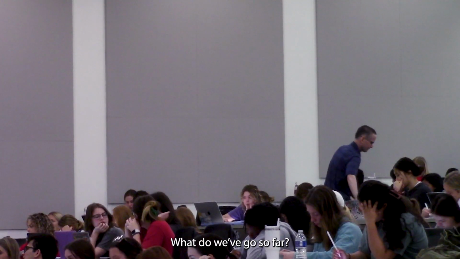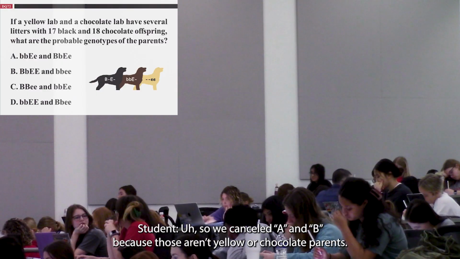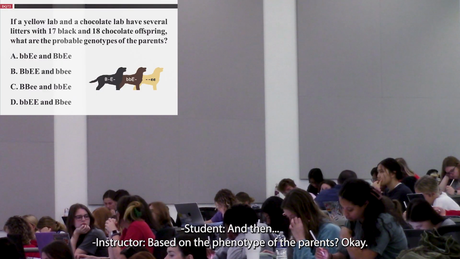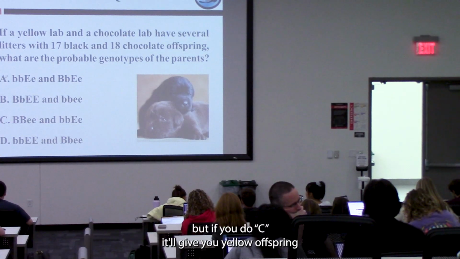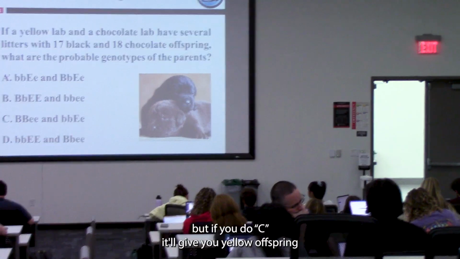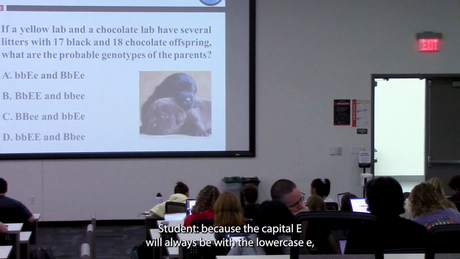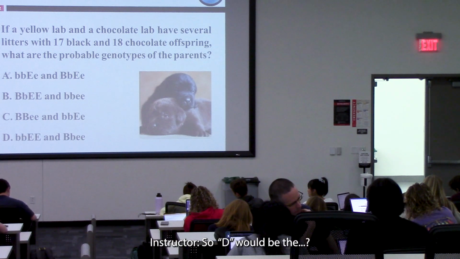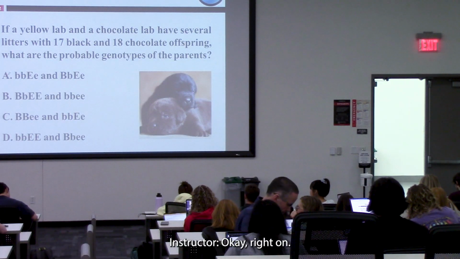What do we got so far? So we canceled A and B because those aren't yellow or chocolate parents. Based on the phenotype of the parents? Okay, yeah. And then I canceled C because they don't have any yellow offspring. But if you do C, it'll give you yellow offspring. D won't give you yellow offspring because the capital E will always be with the lowercase e, so you'll never have a double lowercase e. Okay. So D. So based on kind of process of elimination? Mm-hmm. Okay. Right on.